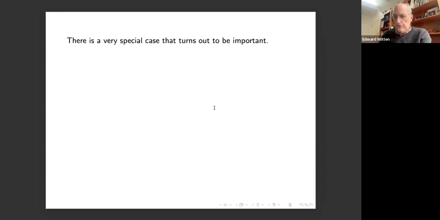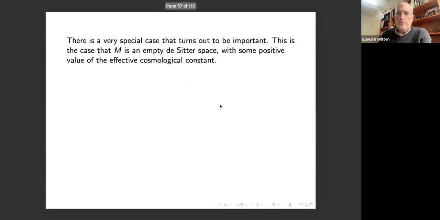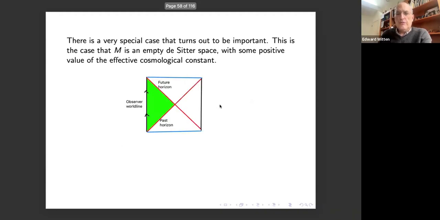Now, there's a very special case of this that turns out to be important. That's the case that M is an empty de Sitter space with some positive value of the effective cosmological constant. So here what I've written is what's called a Penrose diagram for de Sitter space. In a Penrose diagram, only 2 dimensions of space-time are depicted. One is the time which runs vertically in the picture, from time minus infinity at the bottom to time plus infinity at the top.